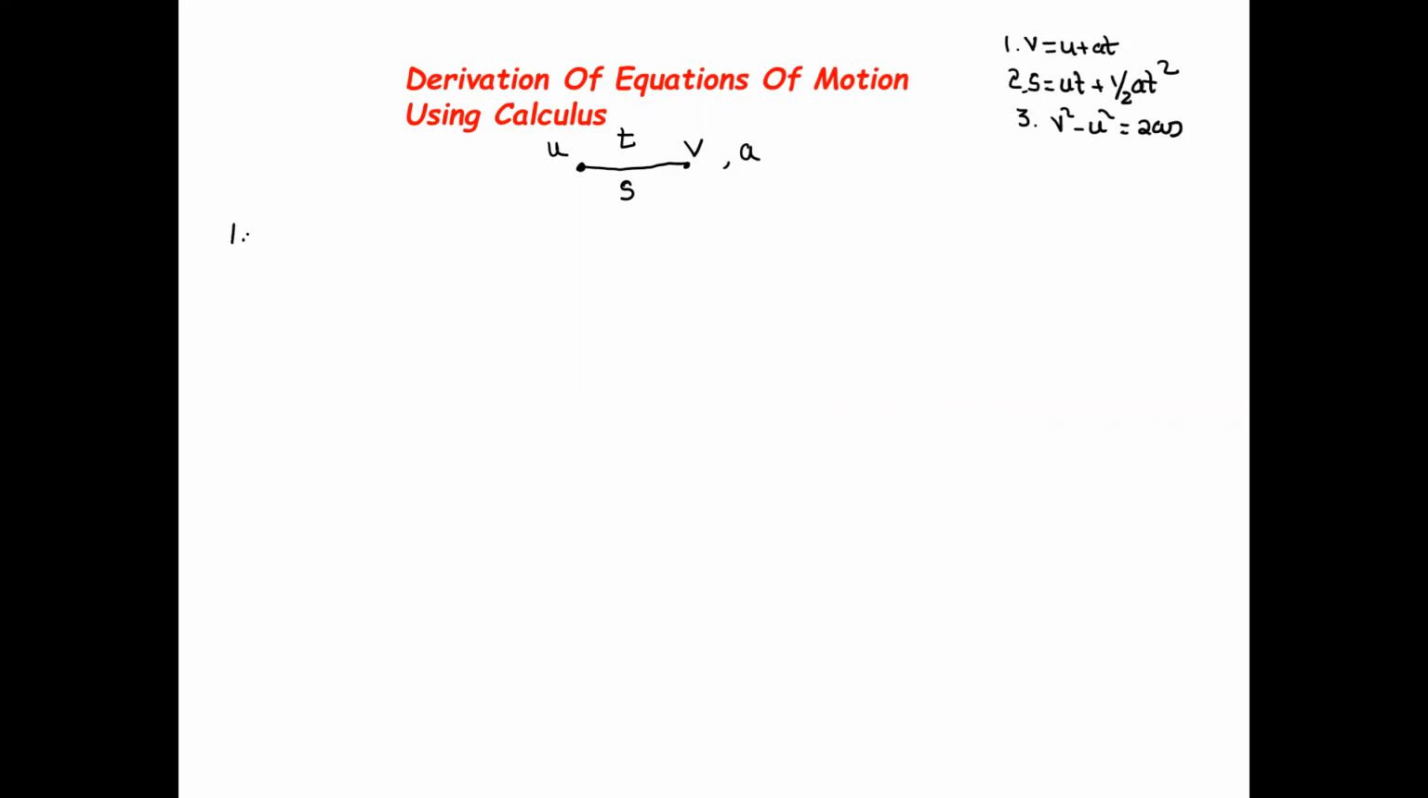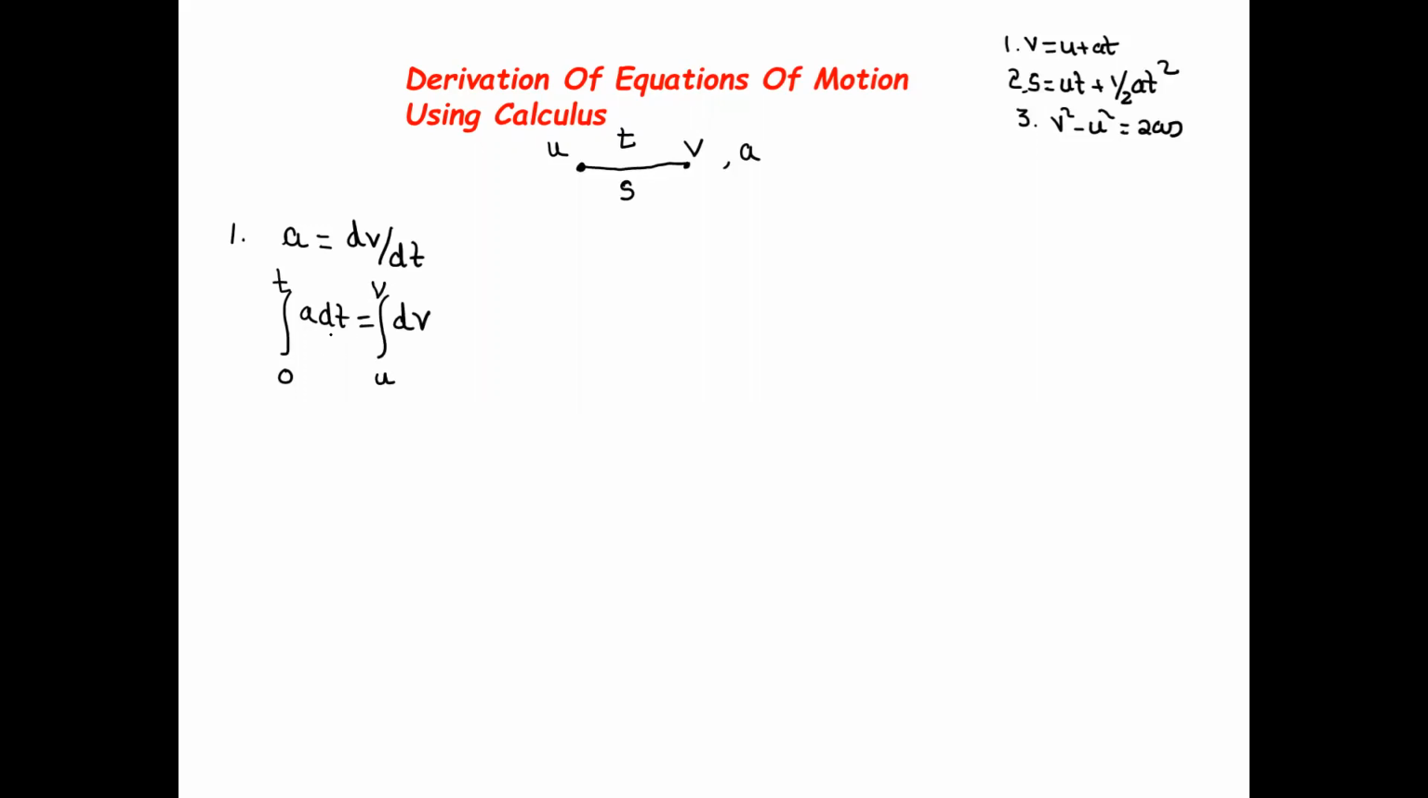So what is acceleration? We know that acceleration equals dv by dt. Just cross multiply: a dt will be equal to dv. So integrate both sides: integral a dt equals integral dv. What are the limits of time dt? 0 to t. What are the limits of velocity? Initial velocity u, final velocity v.